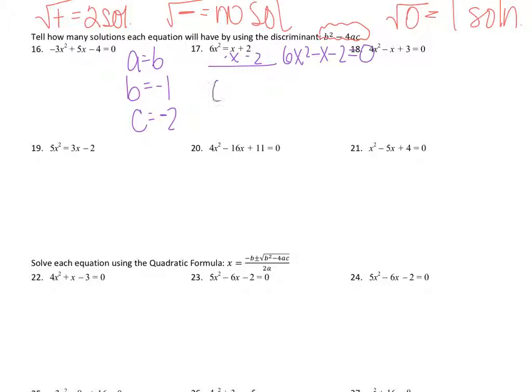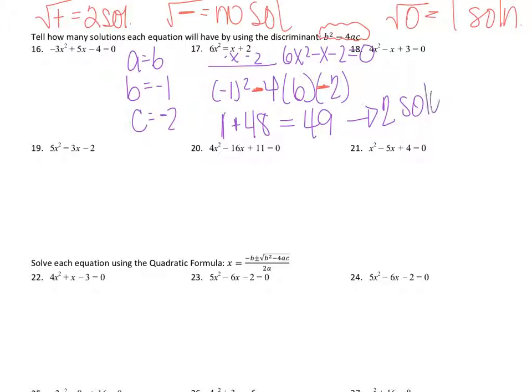So I have b squared minus 4 times 6 times negative 2. Negative 1 squared is positive 1. 4 times 6 is 24. Times 2 is going to be 48. And I have a negative here and a negative here, which makes that a double negative. So that's really plus 48. And that gives me 49. Because that is a positive number, that means that I'm going to have 2 solutions.